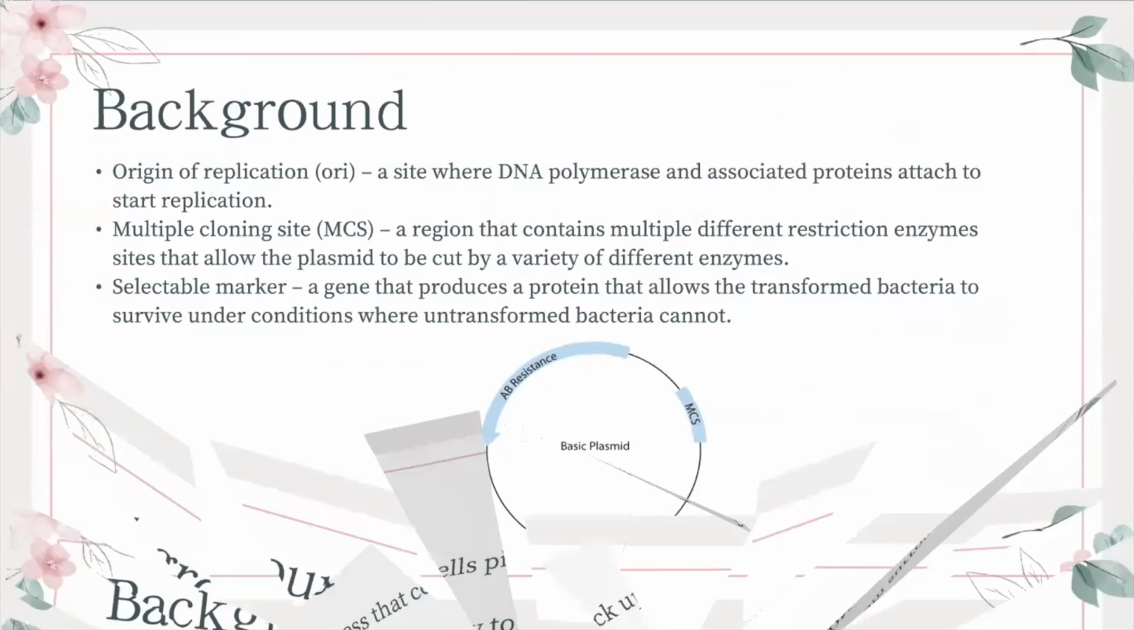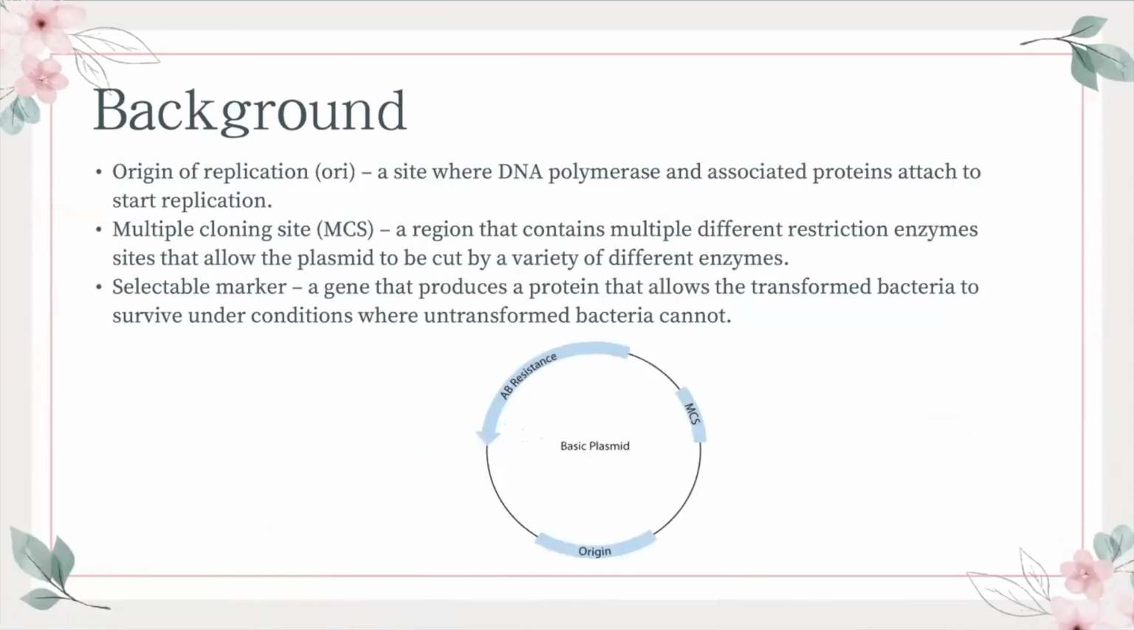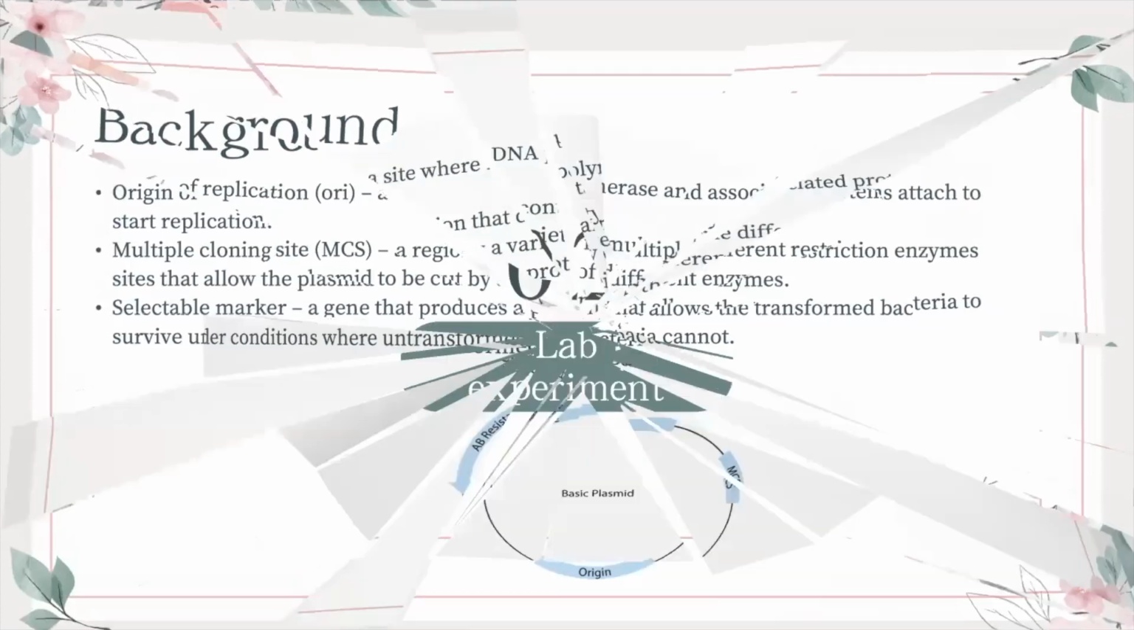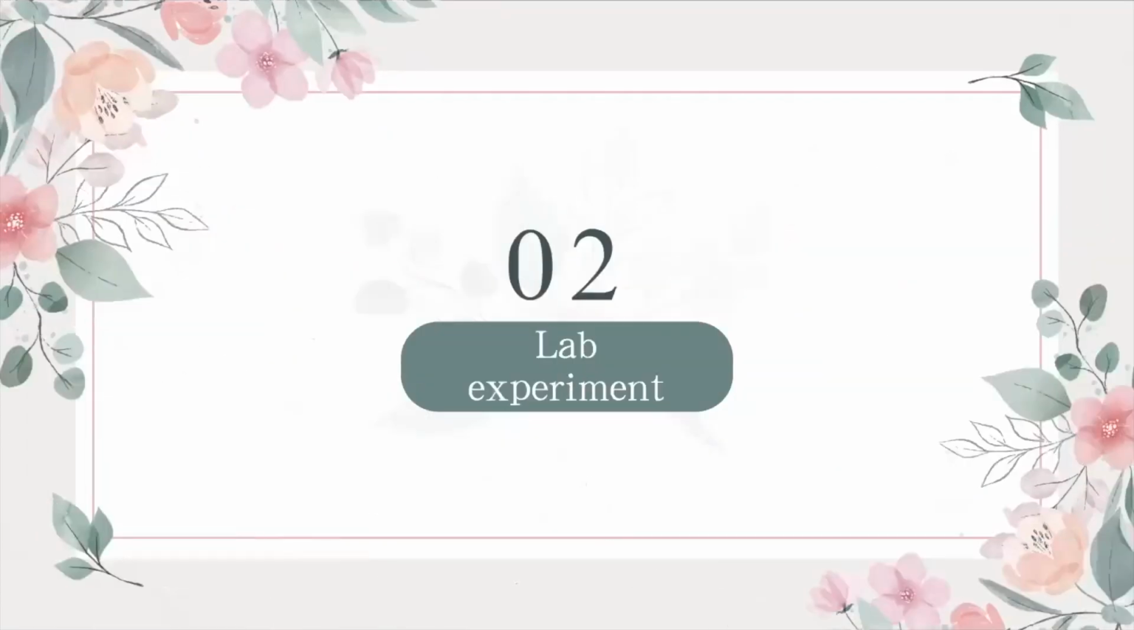Critical features within the plasmid include the origin of replication, where DNA replication initiates, and the multiple cloning site, hosting various restriction enzyme sites for genetic manipulation. The selectable marker, a gene producing a protein, empowers transformed bacteria to survive in conditions where untransformed cells cannot. Now, let's explore the practical aspects of this process and witness the magic of genetic engineering in action.